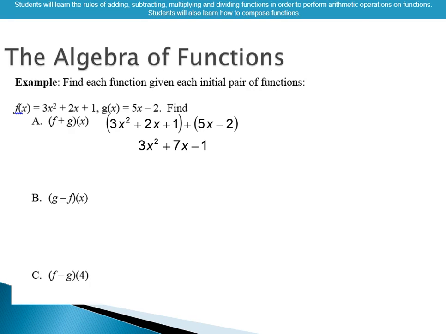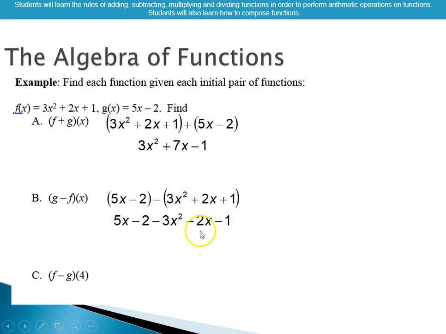The next one says to subtract. We're going to do g minus f. So we're going to take 5x minus 2, and we're going to subtract 3x squared plus 2x plus 1. When you do that, you're going to distribute that negative sign through. So when you distribute the negative sign and then combine like terms, you're going to have negative 3x squared. A positive 5 and a negative 2 is a positive 3x. And then we're going to have a negative 2 and a negative 1, which is a negative 3.